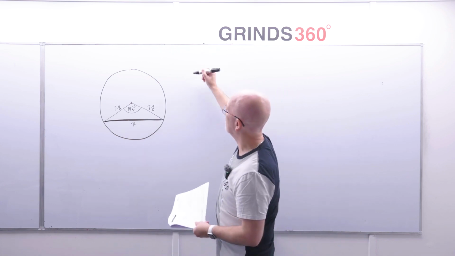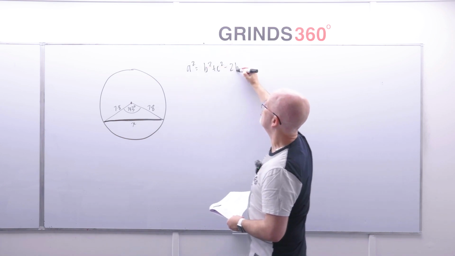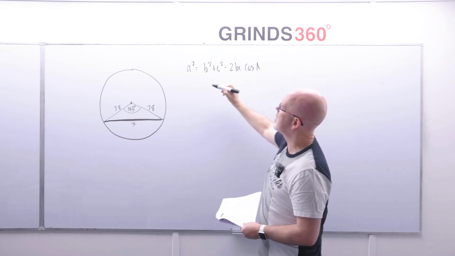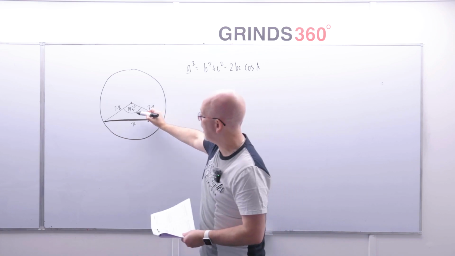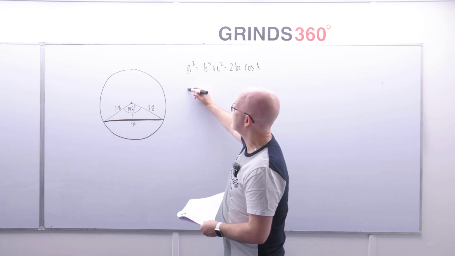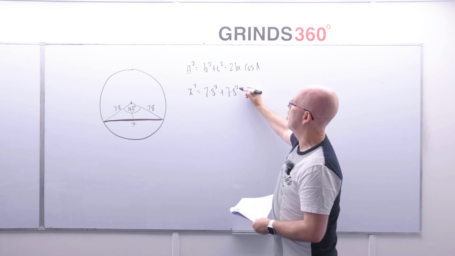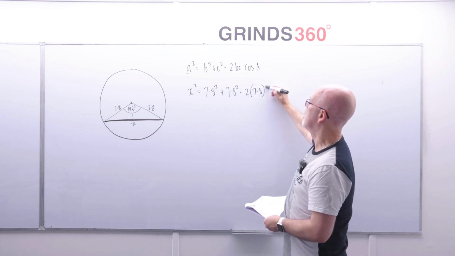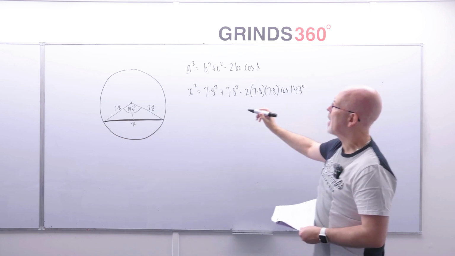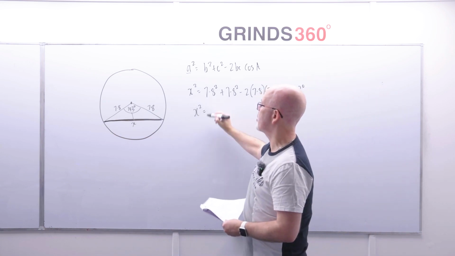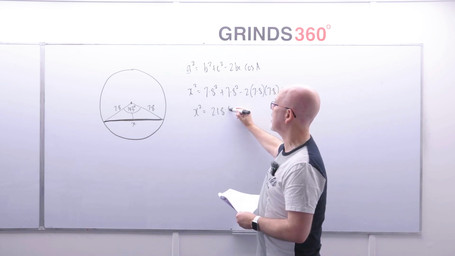When you're using your cosine rule, a squared equals b squared plus c squared minus 2bc cosine A. Remember, the side that goes by itself on the left-hand side is the one that's opposite the angle, and in this case that's going to be x. So we get x squared is equal to 7.8 squared plus 7.8 squared minus 2 times 7.8 times 7.8 times cosine 143 degrees. If I put that entire right-hand side into my calculator, it's about 218.86.